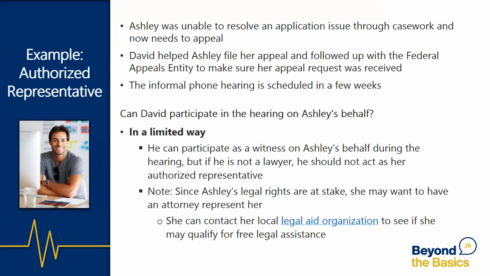So let's go through an example here, and then I'm going to stop for some questions before we get to the second half of the webinar. Let's say we've got Ashley, who was unable to resolve an application issue through casework and is appealing. David was a navigator who helped Ashley file the appeal, and the informal phone hearing is coming up in a couple of weeks. Can David participate in this hearing on Ashley's behalf? Sure. David could be a witness, but if he's not a lawyer, he really probably should not be acting as her authorized representative. What David could do is inform Ashley about the potential availability of free legal assistance and help connect Ashley with a local legal aid organization who might be able to provide help.